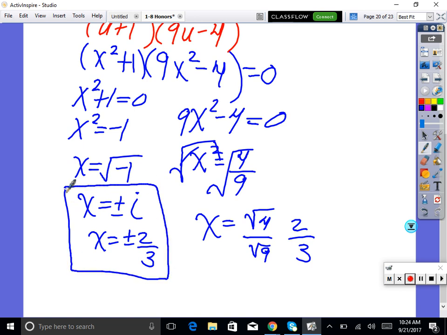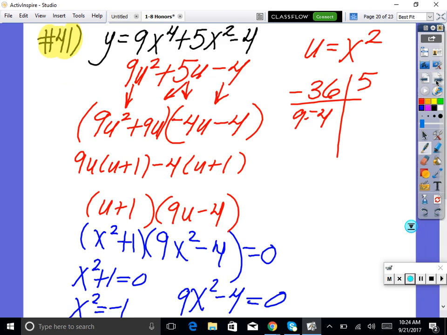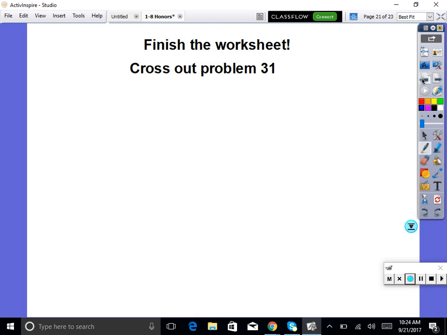Was it degree 4? Then we're good. We have 4 solutions. Use the most appropriate method. So once again, on this one, the only way to solve is P over Q. All right, that's it. Cross out problem 31. The rest of it is due next time. You still have like 20 minutes. Yep.